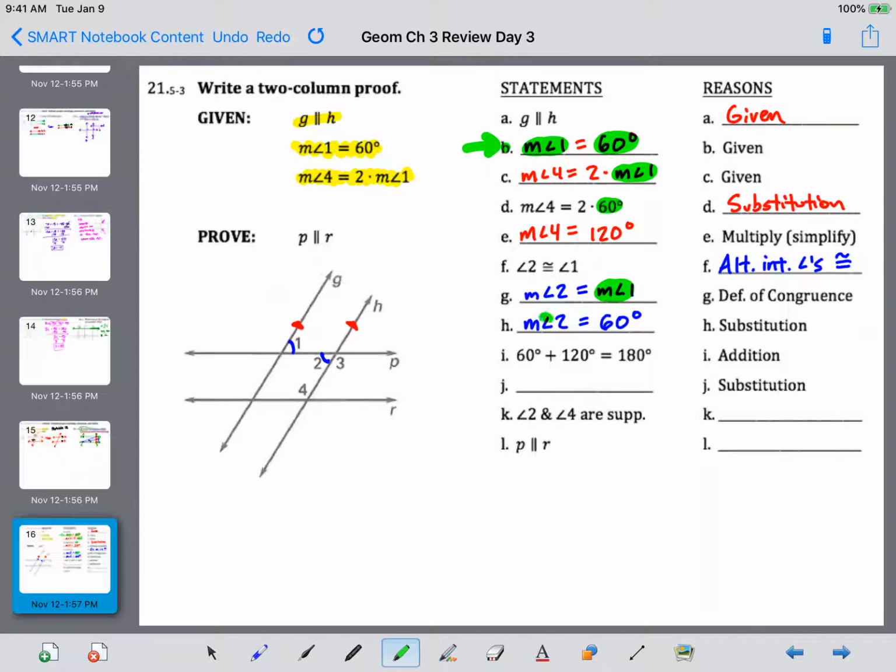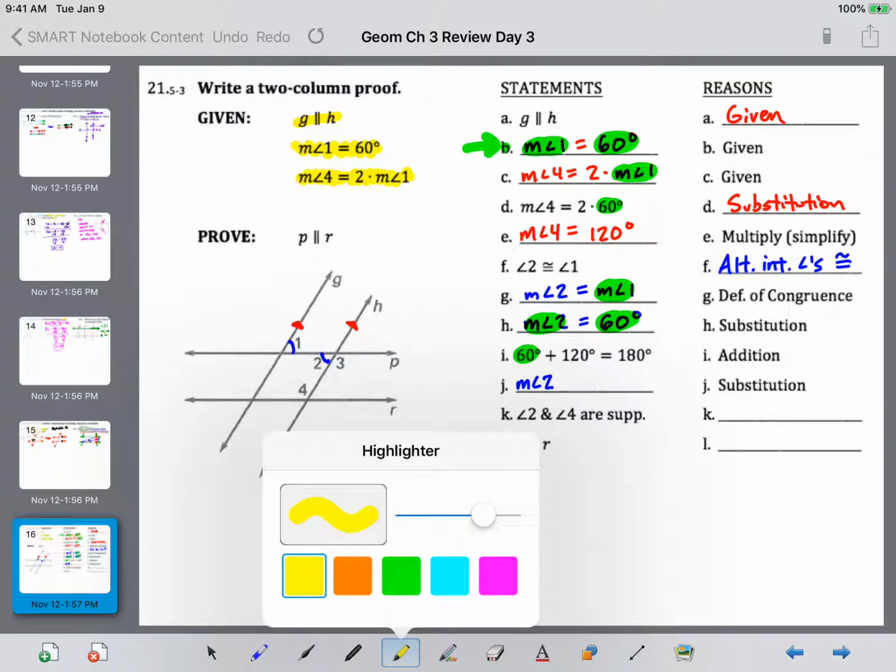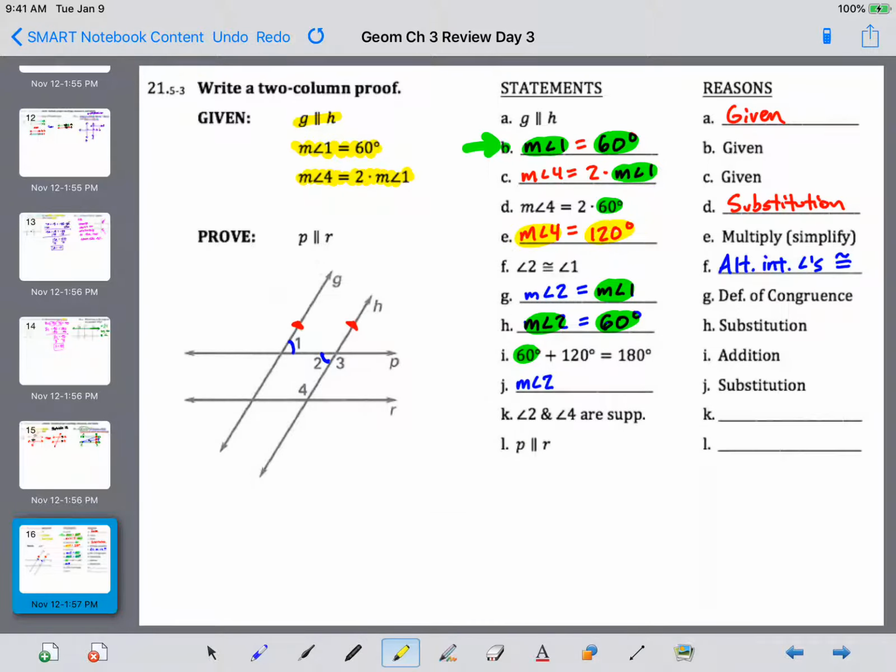And then we're going to do substitution one more time. So now I know the measure of angle 2 is 60 degrees. So I'm going to replace this with the measure of angle 2. And I also know from up above the measure of angle 4 is 120 degrees, so I can replace this 120 degrees with the measure of angle 4, and that's still equal to 180 degrees. All right, well now I know from this statement that 2 and 4 are supplementary. Well, hey, if two things add up to 180, then they're supplementary. That's just the definition of supplementary angles.